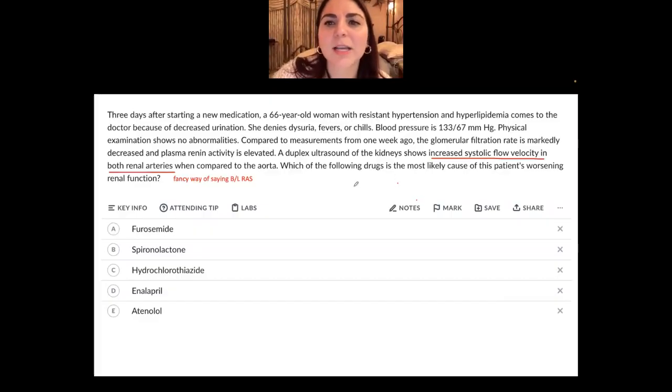Okay, which of the following drugs is most likely the cause of this worsening renal function? So the patient has bilateral renal artery stenosis and has a drug that has made it worse. Like I said, ACE inhibitors. An ACE inhibitor is contraindicated. You cannot give it to a patient with bilateral renal artery stenosis.